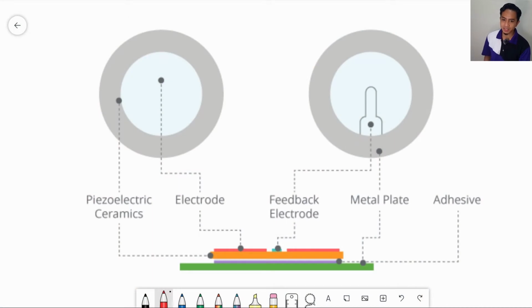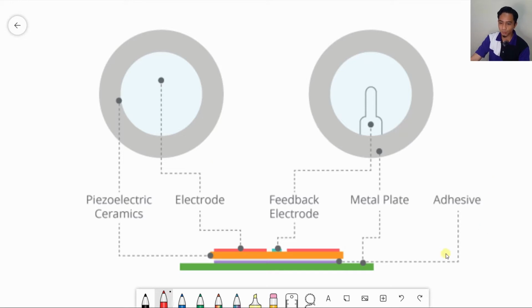As you can see in this figure, this is the internal of the piezo buzzer. It has this piezoelectric element, or piezoelectric ceramic, which is connected together with these metal plates using an adhesive. Both sides of the piezoelectric ceramic plate contain an electrode for electrical conductance. This is what makes it able to conduct electricity.